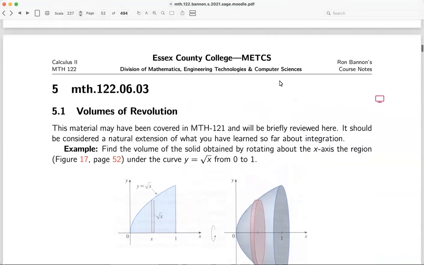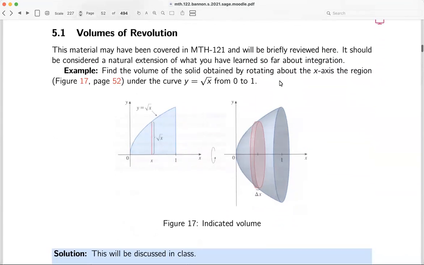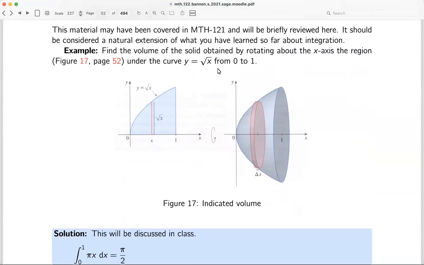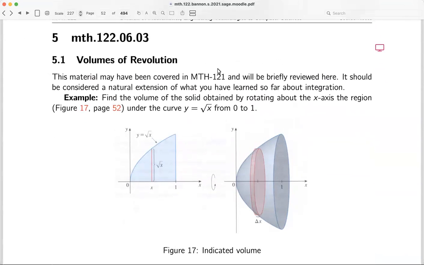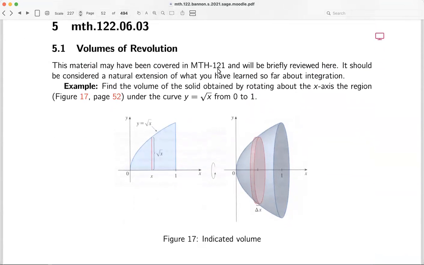Okay, we're in section 5. It's a really, really brief lecture. Basically, it's just reviewing what you've done in Math 121 with volumes of revolution. I'll go through a really tiny lecture, we'll go through some examples, and then there'll be a chance to try on your own.